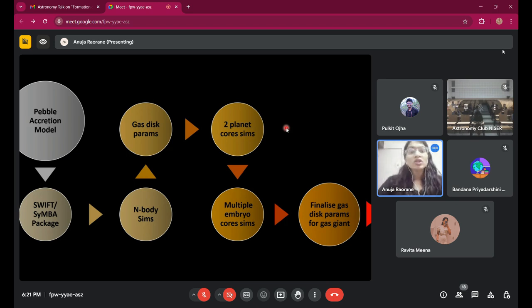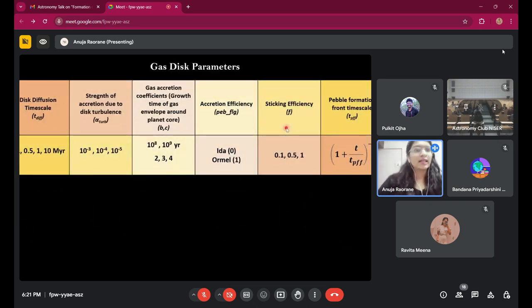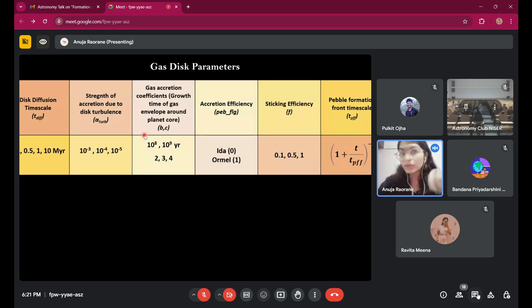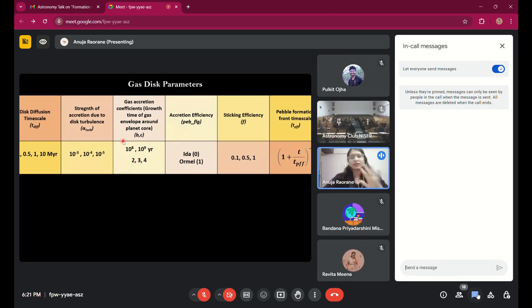So what are these gas disk parameters that I'm talking about? These were the diffusion time scale, that is the time that the gas requires to diffuse. There was this gas turbulence. Turbulence is one of the reasons why accretion happens in the system. So strength of accretion due to turbulence is only one of the reasons. There are different accretion parameters, but we only took one.